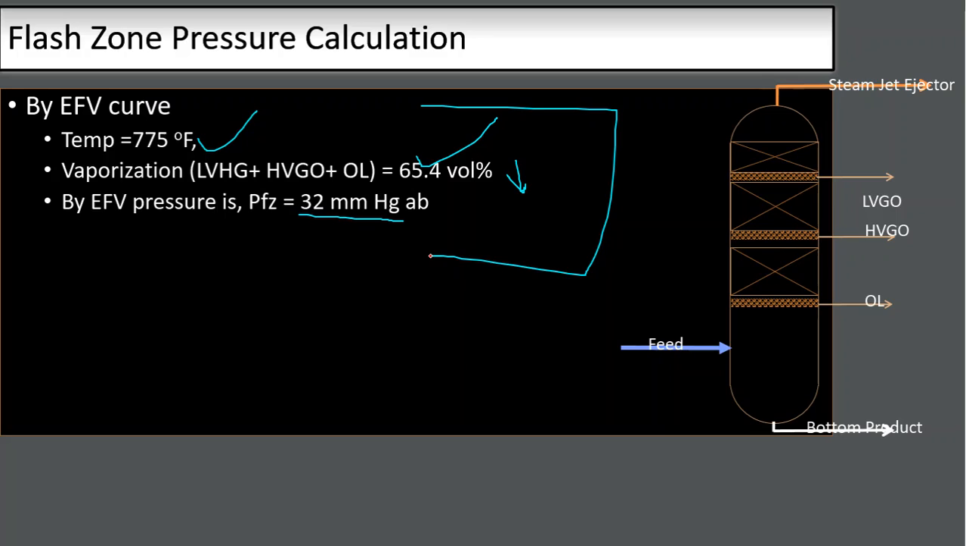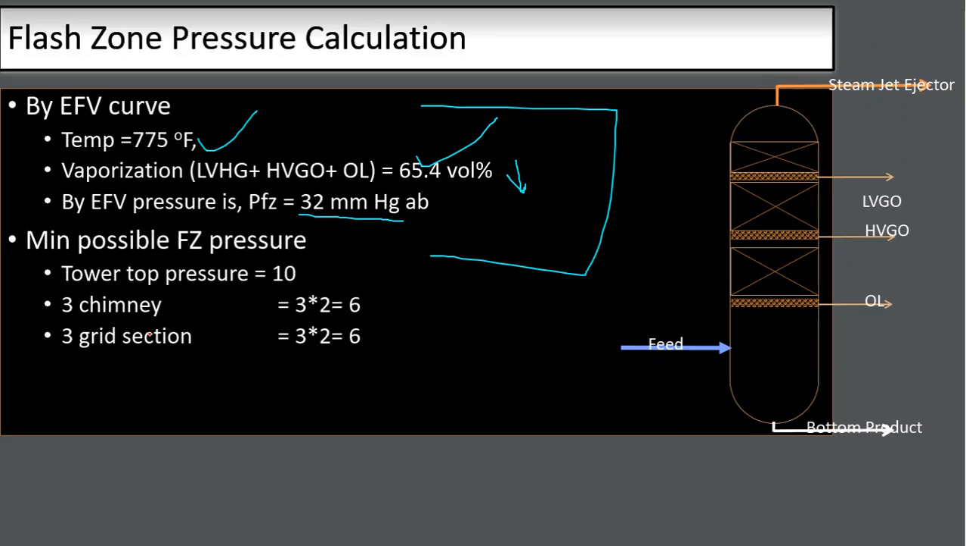Our next target is the calculation of the pressure developed in the flash zone. But what about the minimum pressure possible in the flash zone? The minimum pressure possible in the flash zone can be calculated from the top pressure, which is given here as 10 mmHg. There are three products, so these are the three draw trays, known as chimney trays.